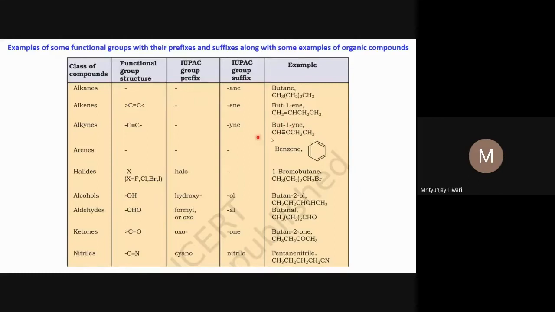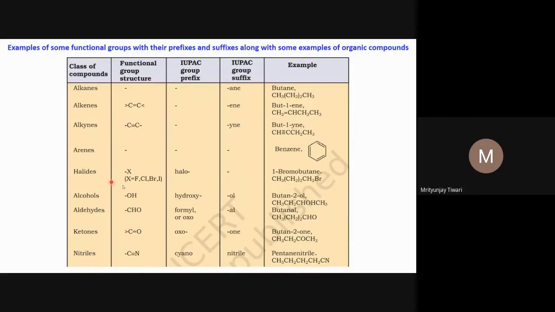So the name of this compound will be butyl ion. Now the arenes, we know this is a benzene, and the substituted benzenes. We will see how one can write the IUPAC name of substituted benzenes. So the arenes, you see the example benzene, and this name benzene itself we consider as a name or a suffix for any compound, and there is no other suffix for this compound.